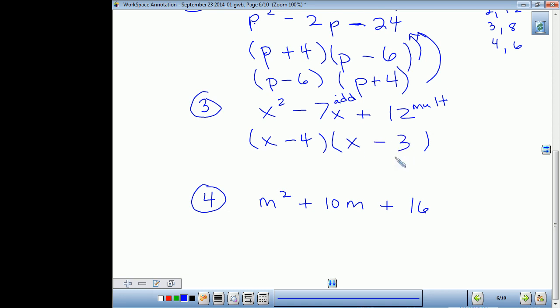And if you ever need to, you can do a quick mental check. I wouldn't write it down, but x times x, x squared, negative 3x and positive 4x makes a negative 7x and positive 12. Yep, it checks.